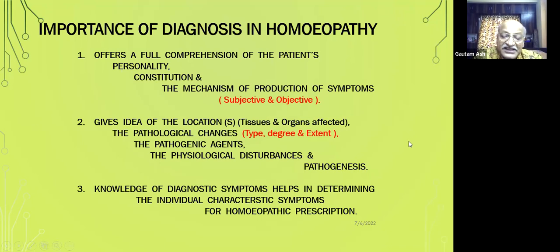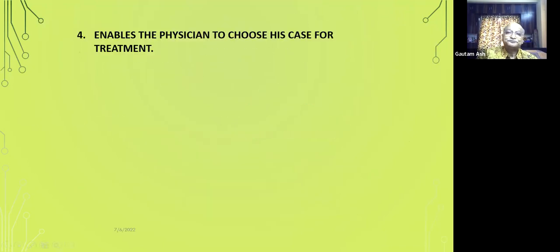Knowledge of diagnostic symptoms helps in determining the individual characteristic symptoms for homeopathic prescription. So for characteristic symptoms, it is very important. Then it enables the physician to choose his case for treatment. Scope limitation: without diagnosis, we can't.